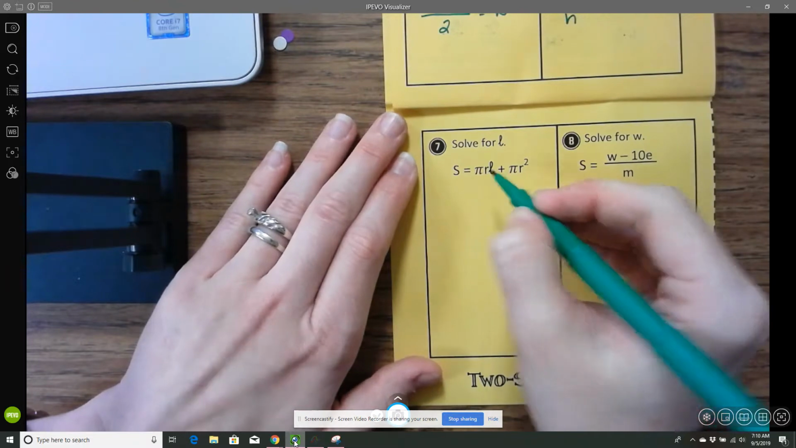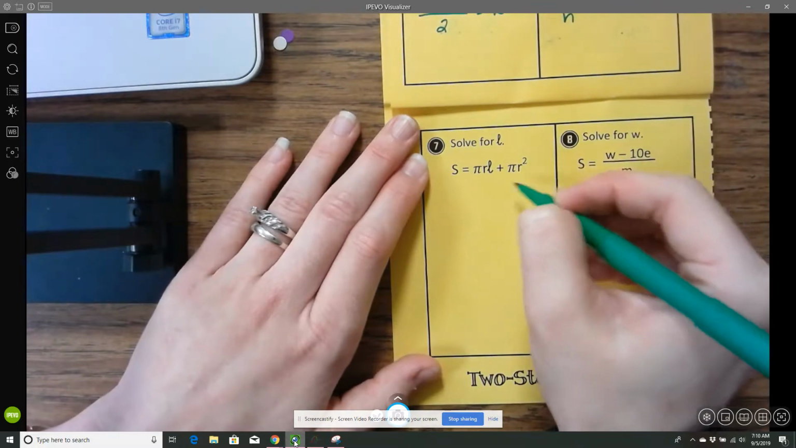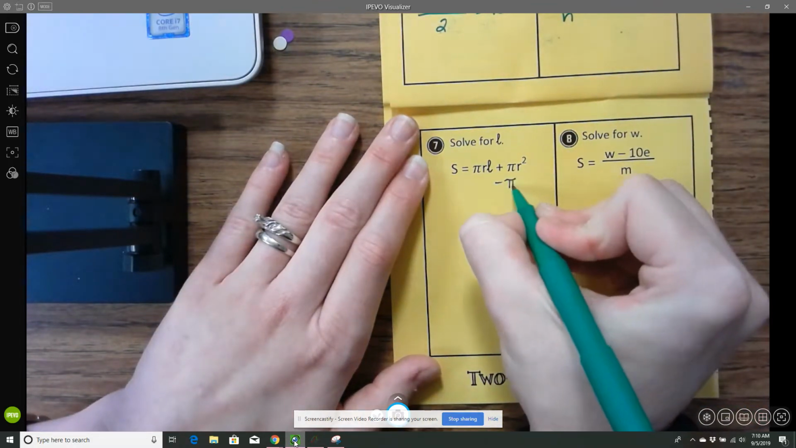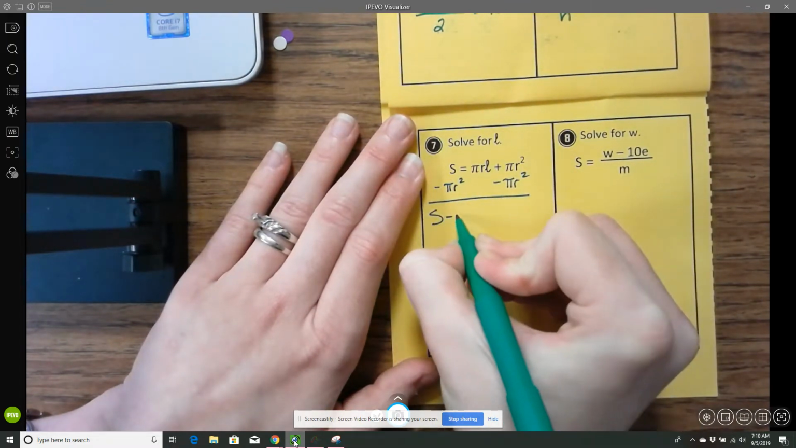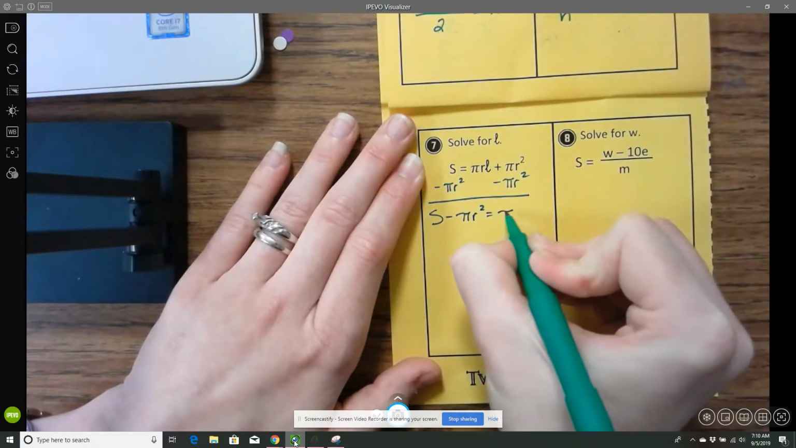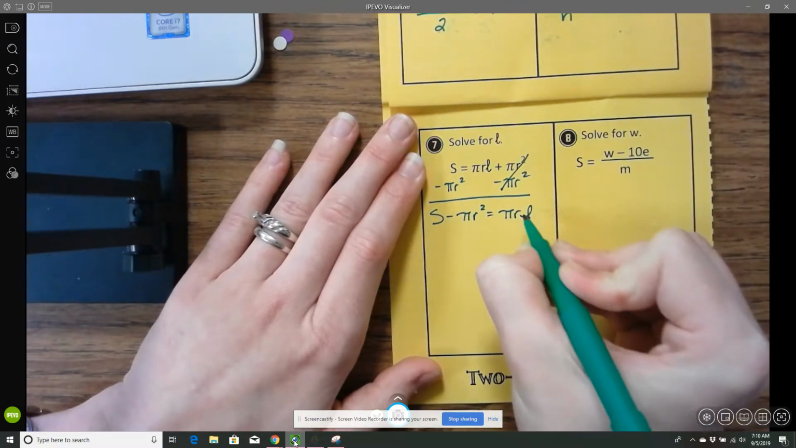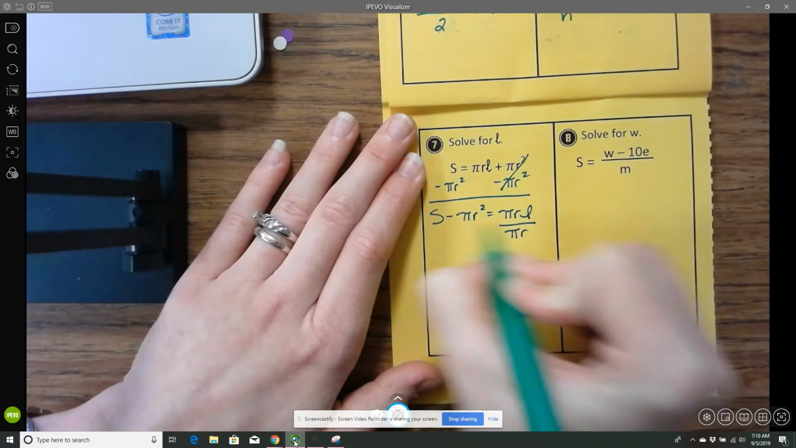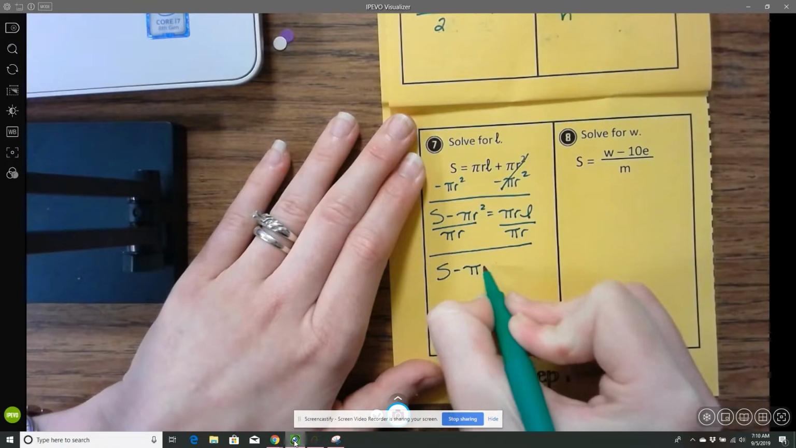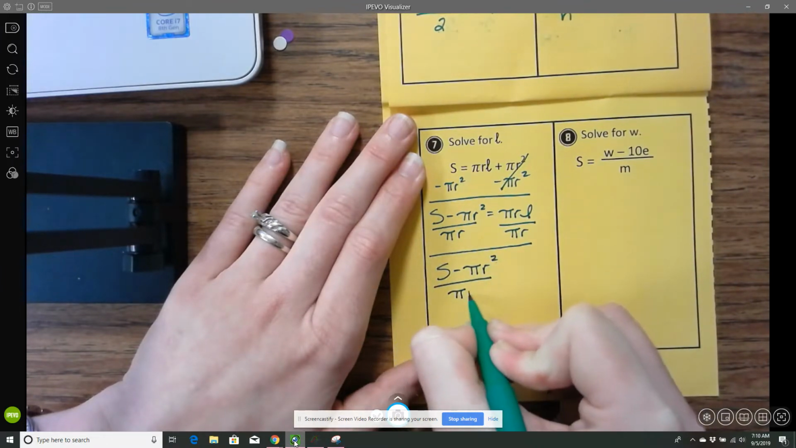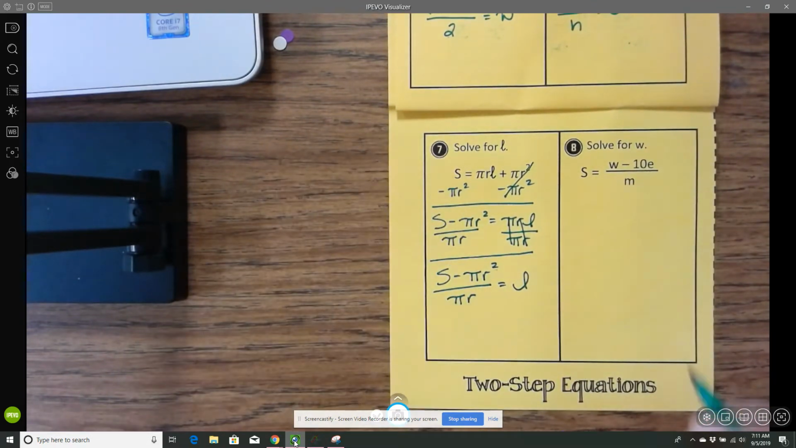All right, here we're solving for L. So again, your SADMEP or inverse operations. So we want to do the addition first. So we want to subtract this pi r squared from both sides. So S minus pi r squared equals pi r L, and then these cancel. So the pi and the r is being multiplied by the L, so I would divide by the pi and the r. So I would have S minus pi r squared divided by pi r. This cancels, equals L.